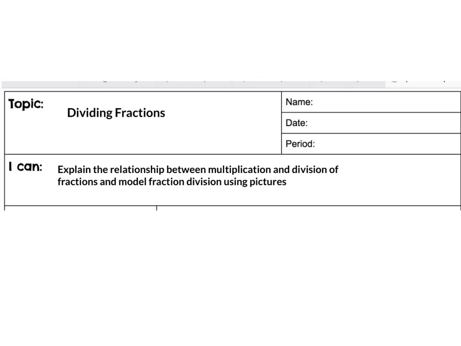Hi everybody. Today's video lesson is going to be on dividing fractions. When we divide fractions, we're going to learn about the relationship between multiplication and division of fractions, and we're going to model fraction division using pictures.